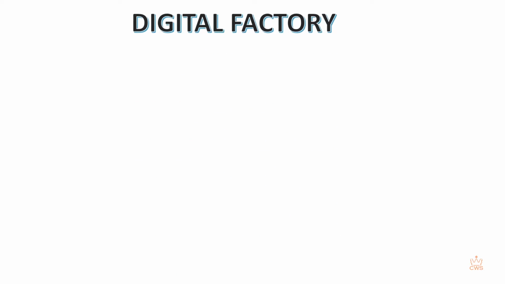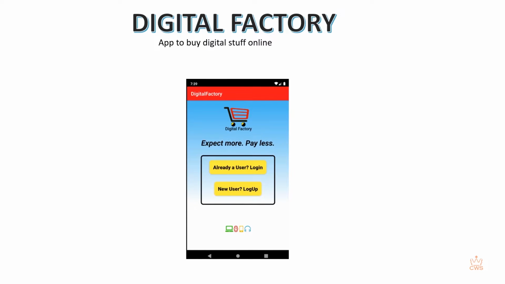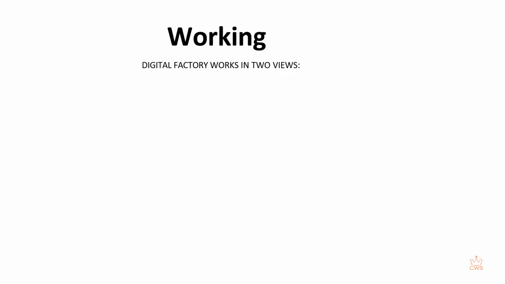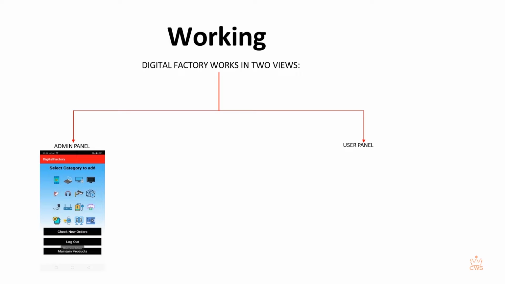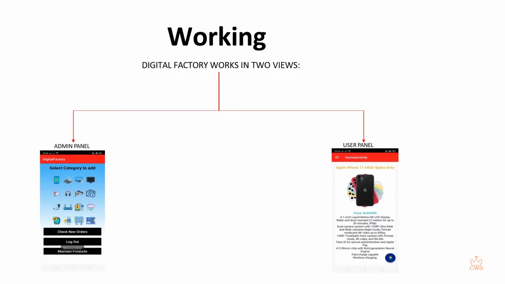So in this video I will share my Android project named Digital Factory, which is an e-commerce application through which a user can buy online digital stuff without going to market. So let's start with the working of my app. My app will work in two views. The first one is admin panel and the second one is user panel. So here is the first UI of admin panel and second there is UI of user panel.